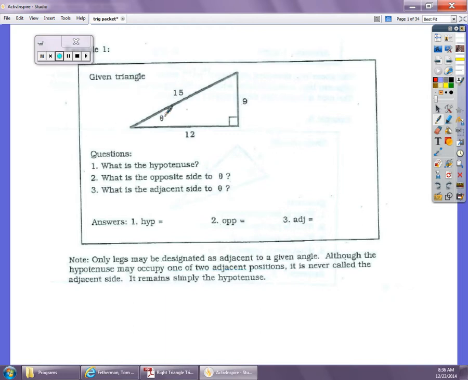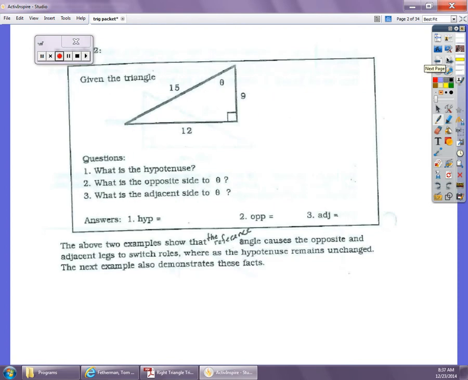If we're looking at this angle, the hypotenuse is always going to be opposite the right angle. So this is the hypotenuse, which is 15. What is the side opposite to theta? Well, that's across from here, so that is going to be 9. And next to theta is 12. So the hypotenuse is 15, opposite is 9, adjacent is 12.